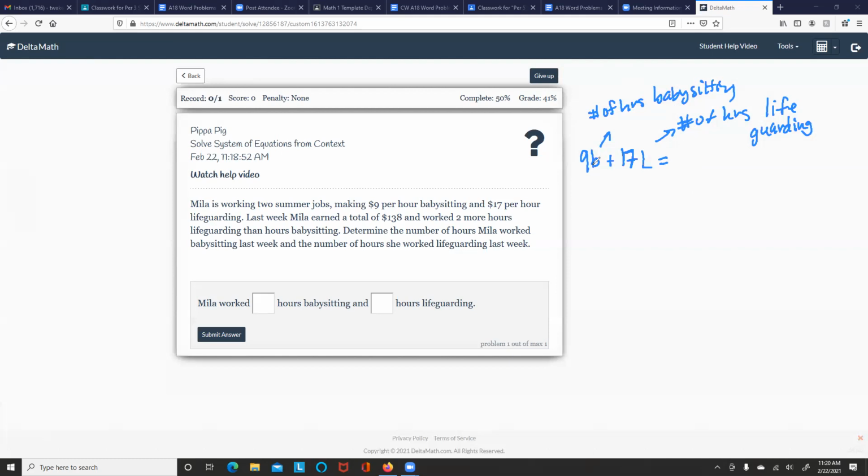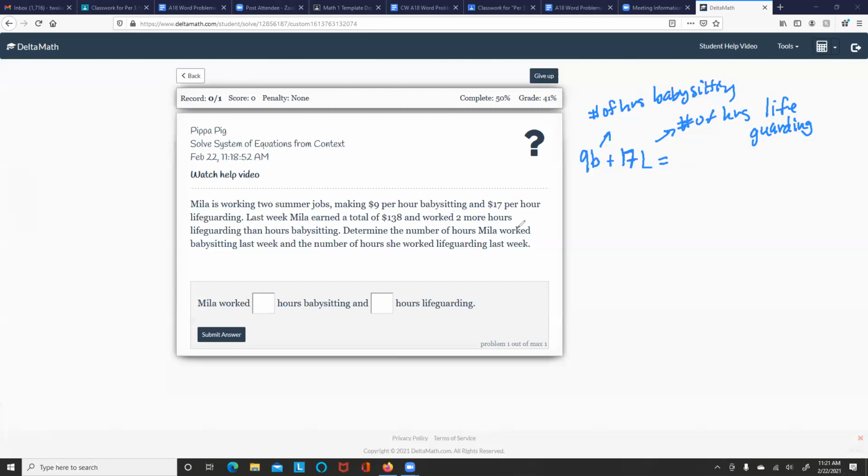Okay, 9B plus 17L equals. So this is going to be the total money they make. Last week, Mila earned a total of $138 and worked 2 more hours lifeguarding than babysitting.